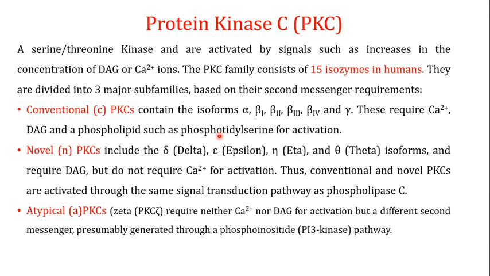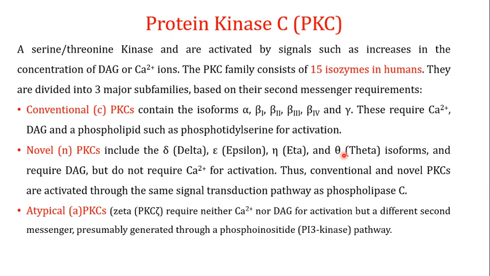It means that if you want to convert them from their inactive to active state, you will require these three things: the calcium, the diacylglycerol, and a phospholipid, for example phosphatidylserine. The second family of the protein kinase C are known as the novel PKCs, and the members in this particular family include the delta, the epsilon, the eta, and theta.